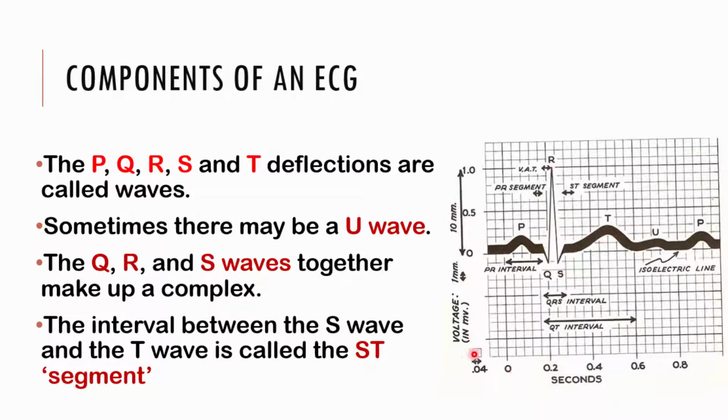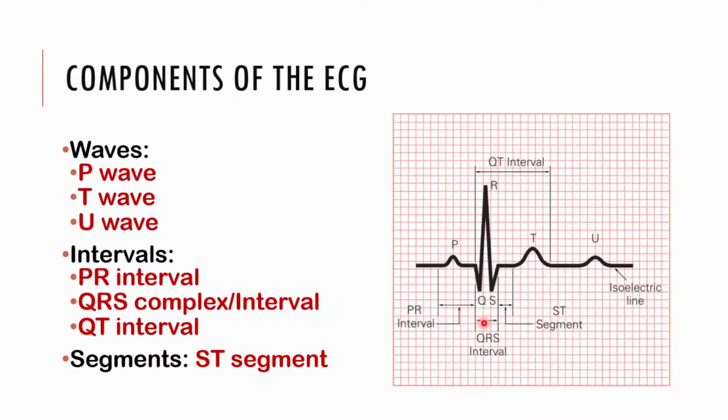And then moving upwards in the voltage, each small box will represent 0.1 millivolt. And then it means that two big boxes will be equal to 1 millivolt.